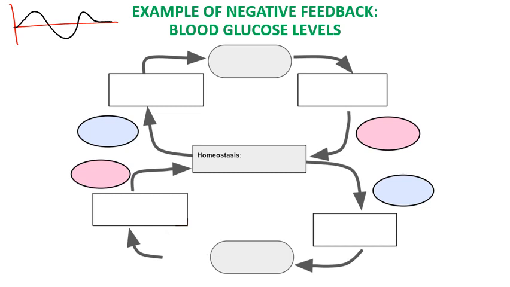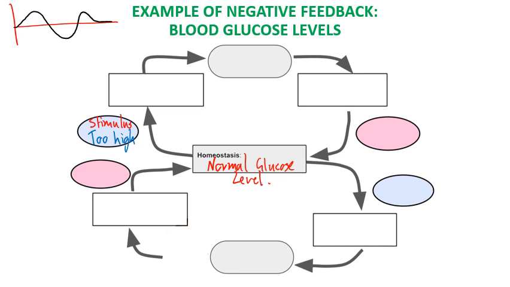So let's fill out the diagram. So we want our set point to be normal glucose levels. One stimulus that might happen is we might have too much blood glucose in our blood. So let's say we've eaten a really sugary meal with plenty of sugar in it. So the blood glucose level is too high.